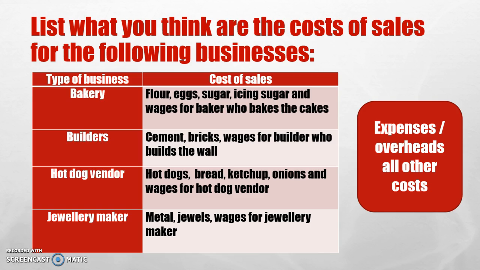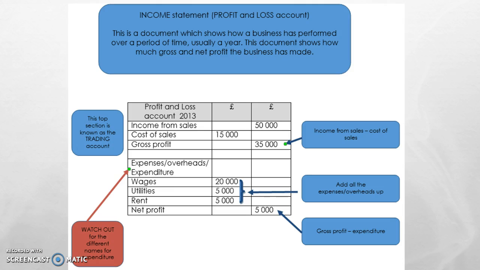The other things that a business needs to consider, so after the cost of sales, so all those things which are involved in making the product, everything else is considered expenses or overheads. They're all the other costs of the business, so whether that's rent, insurance, all that sort of stuff. So then that leads us to this income statement, or the profit and loss account. It's not a particularly difficult document. But all you really need to do is know how these figures are worked out.